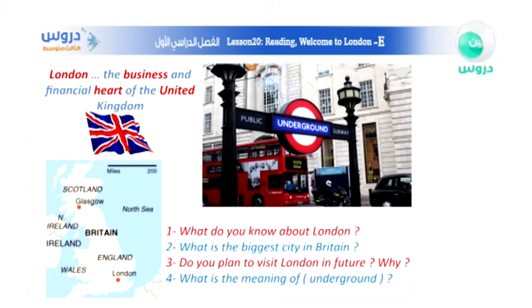Here are two pictures. The first one is a map of the Great Britain, and the other one is a picture of a public subway underground with a bus, public transportation, and a taxi as well with a motorbike. London, the business and financial heart of the United Kingdom. Question number 1. What do you know about London?